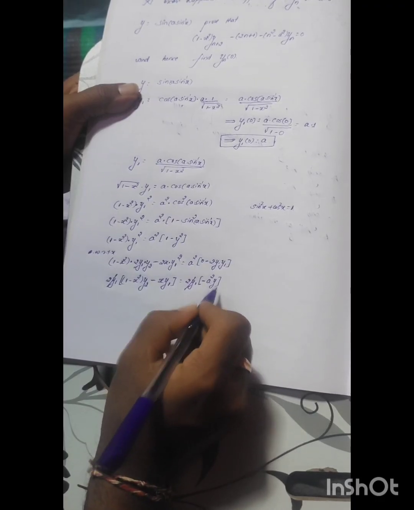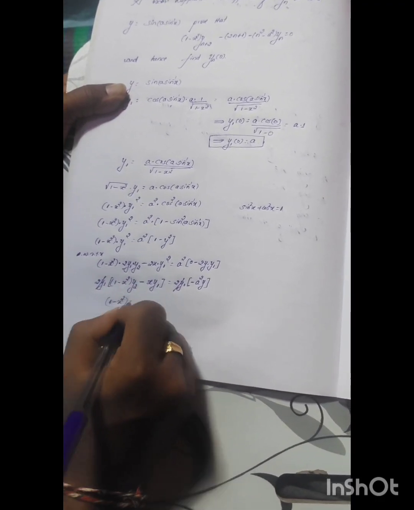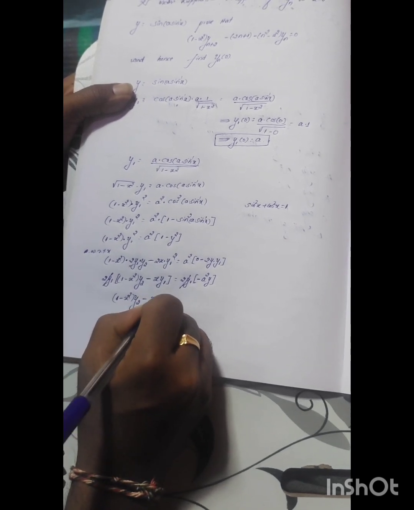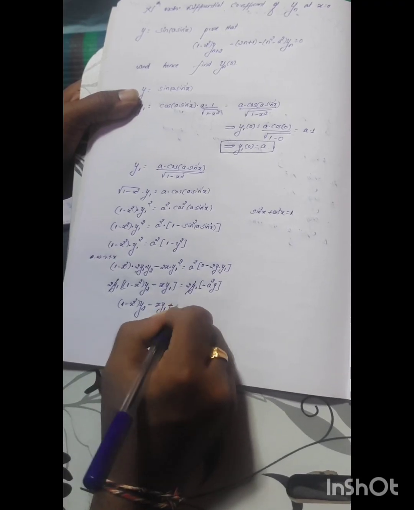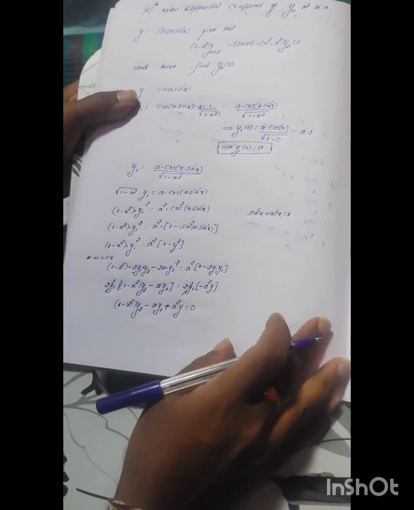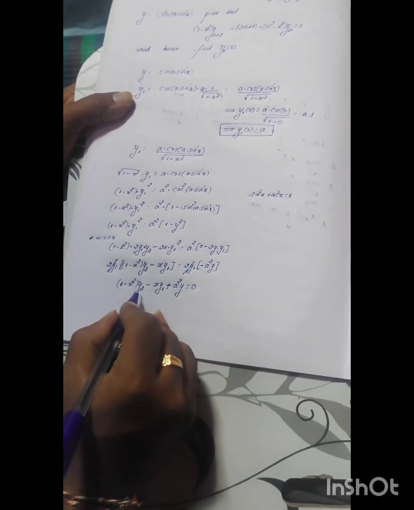Now this minus a square y I will move to this side, so that will become (1 minus x square) into y2 minus x y1 minus a square y, when it comes to this side it will become plus a square y will be equal to 0. Now I have already found y1 of 0, I would need to find y2 of 0.